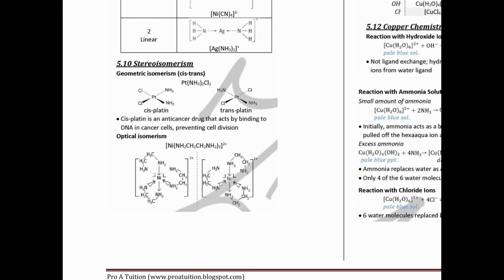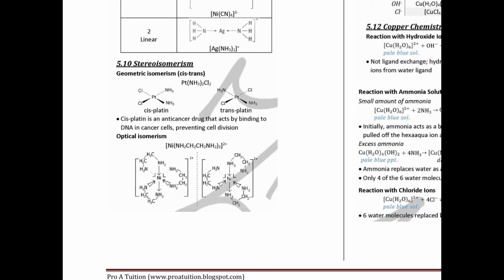Next point: optical isomerism. Oh yeah, before optical isomerism, the cis-trans is just for square planar only. Square planar, you can see cis-trans. Now, optical isomerism is for what? It's for octahedral shape.